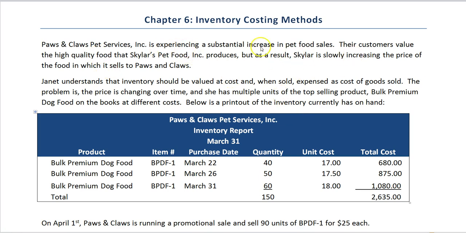Alright, so this says that they're experiencing a substantial increase in sales, but their vendor is slowly increasing the price at which they sell food to us. So their prices are going up over time. This is normal with inflation in America, so prices typically go up over time. Alright, so our job is to value inventory at cost under the cost principle.